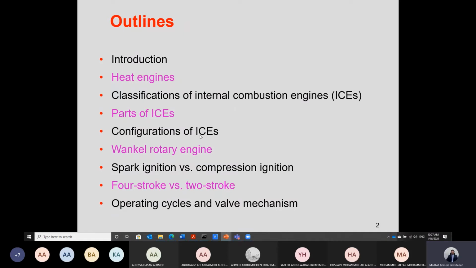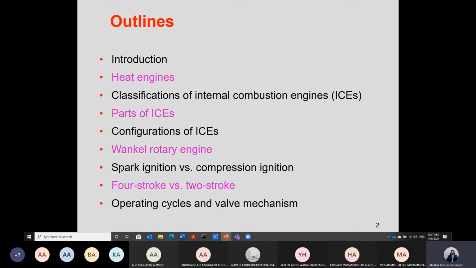I will be talking also about the different configurations. We have inline, V-type, H-type, horizontal, radial. All of these configurations of internal combustion engine will be considered. And also I will be considering a special case of internal combustion engine, which is the Wankel rotary engine. We'll be talking about this as well. And then I will be talking about the main difference between the spark ignition and the compression ignition engine. Spark ignition, which is the gasoline engine, and the compression ignition, which is the diesel engine.